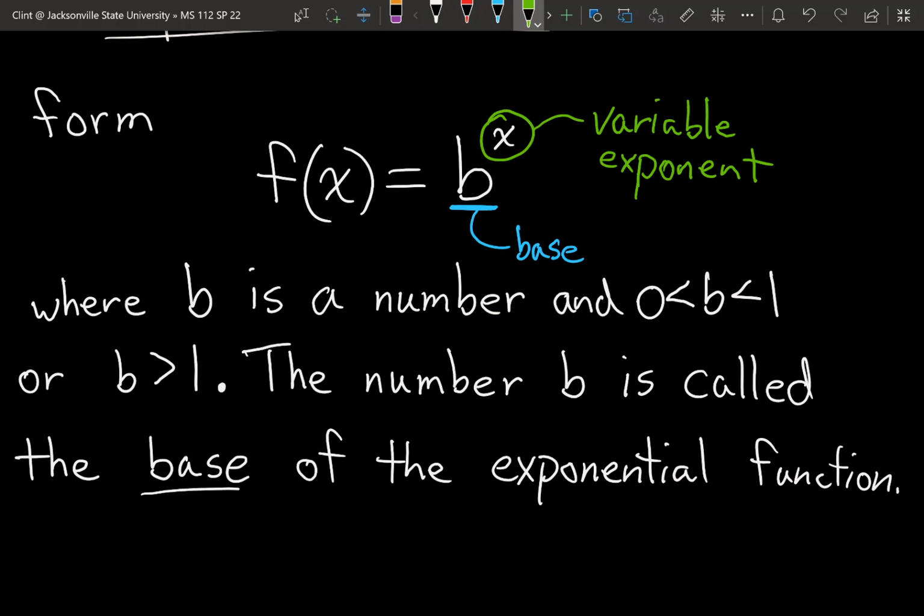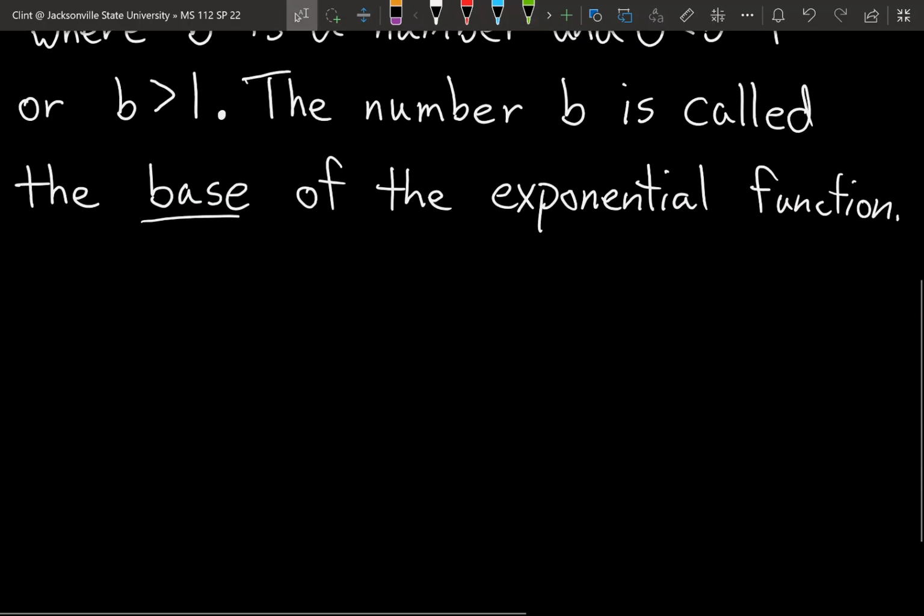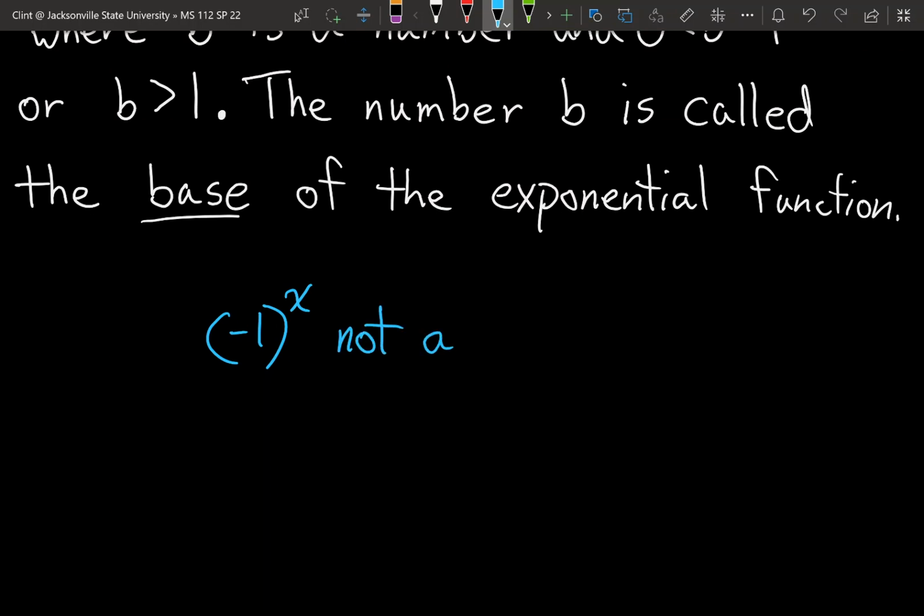So if you look at our conditions for the base, it says it's got to either be between 0 and 1, or it's got to be bigger than 1. Sometimes it's going to look like that's not true, because it's okay to put a minus sign out in front of the whole thing. It's just that the number b itself can't be negative. So what we're saying there is like negative 1 to the x would not be allowed, because in that case our base would be smaller than 0.